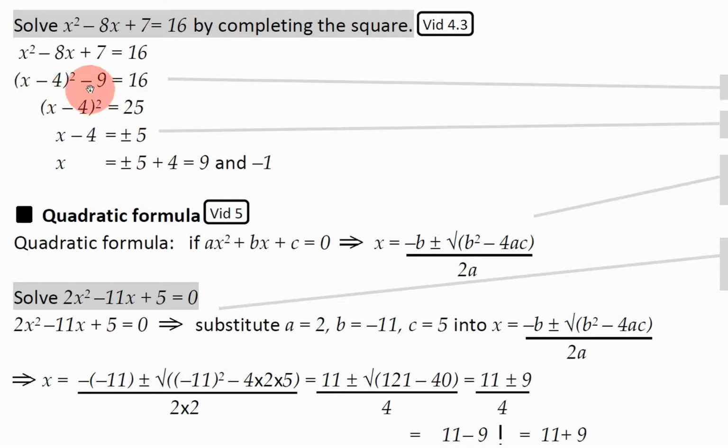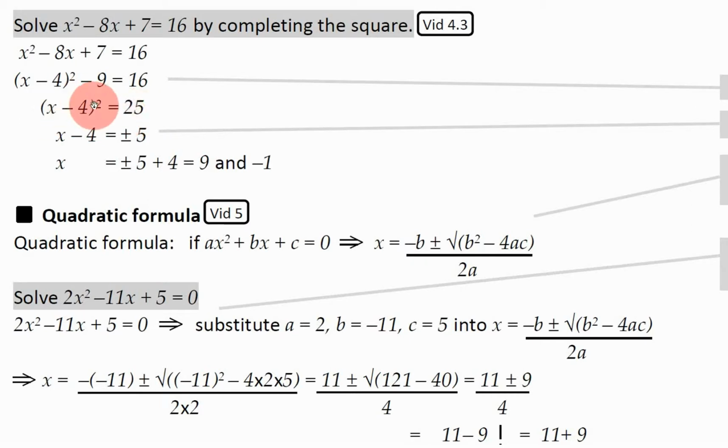So here we go. The first thing you can move is the stuff outside the bracket. So that minus 9 moves to the other side. So you get 16 plus 9, which is 25. So you've got (x minus 4) squared left on this side, and you've got 25 on this side. Next thing is to square root both sides.